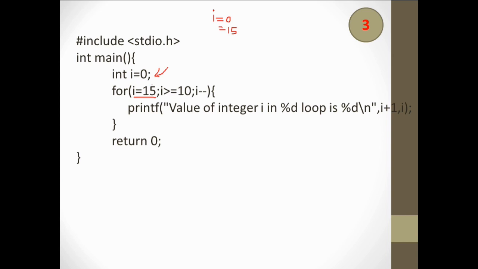After that we will go to the condition part. Here we will check that 15 is greater than or equal to 10. Yes, 15 is greater than or equal to 10, it is greater than 10. So the condition becomes true here, and it will go inside that for loop and will print the statement like value of integer I in, here we are printing the value of I plus 1. Okay, so the value of I is 15 here. So in place of I plus 1, it will print 16.